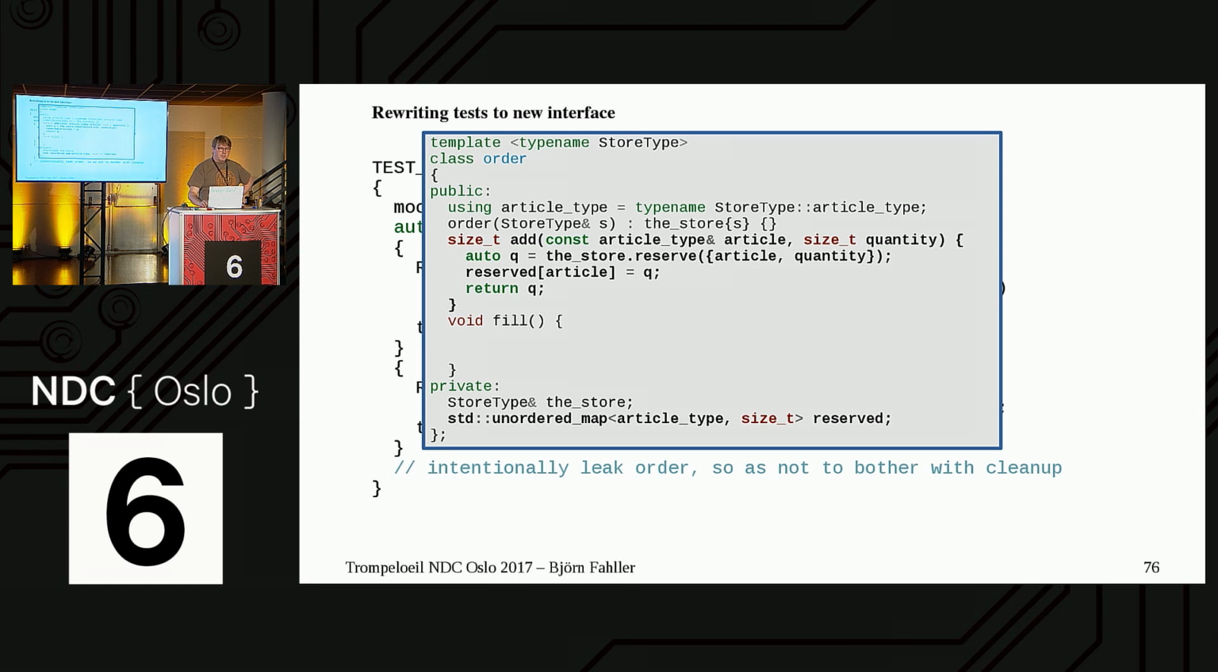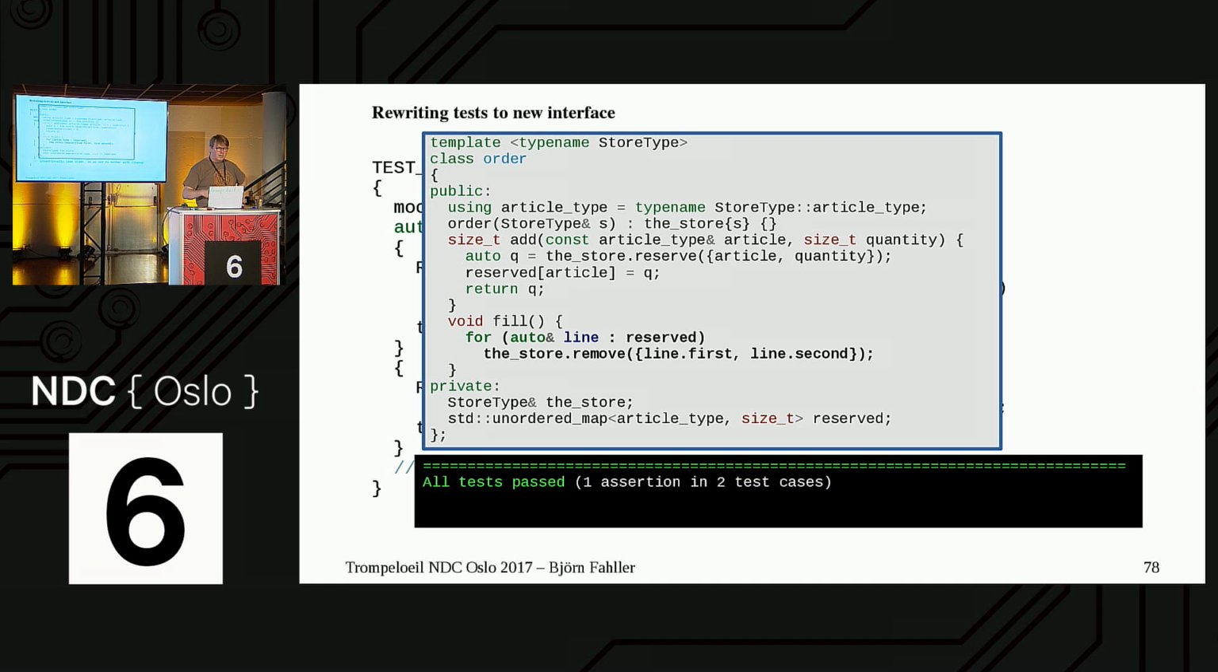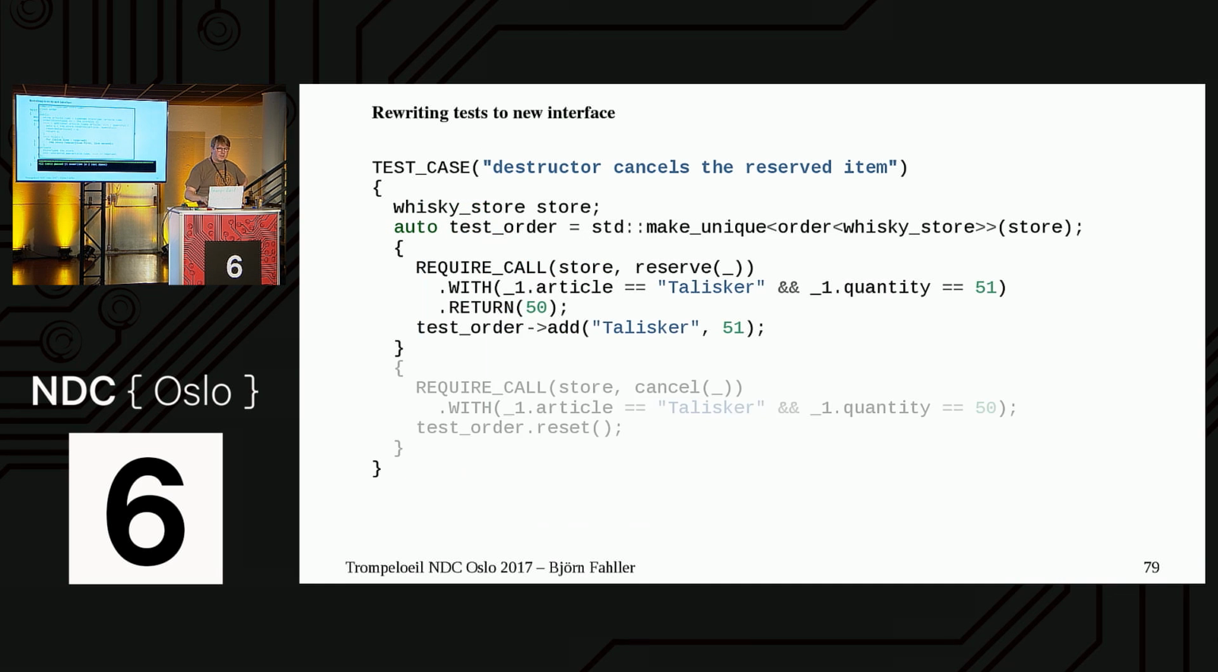And doing so, I need to improve the order class a bit. I have an unordered map of reserved items, and I ensure that add saves what the result was. And then fill just traverses the items in reserve and calls remove on them. And this is, of course, just fine.